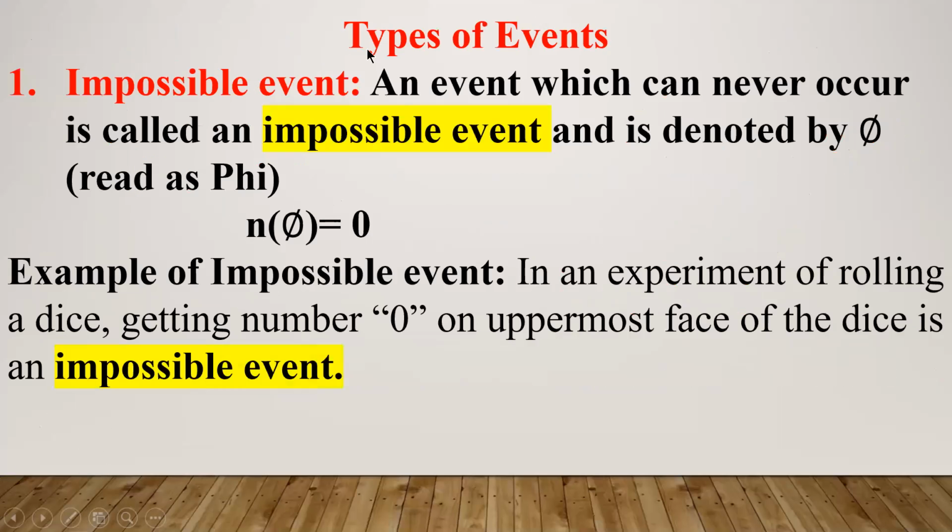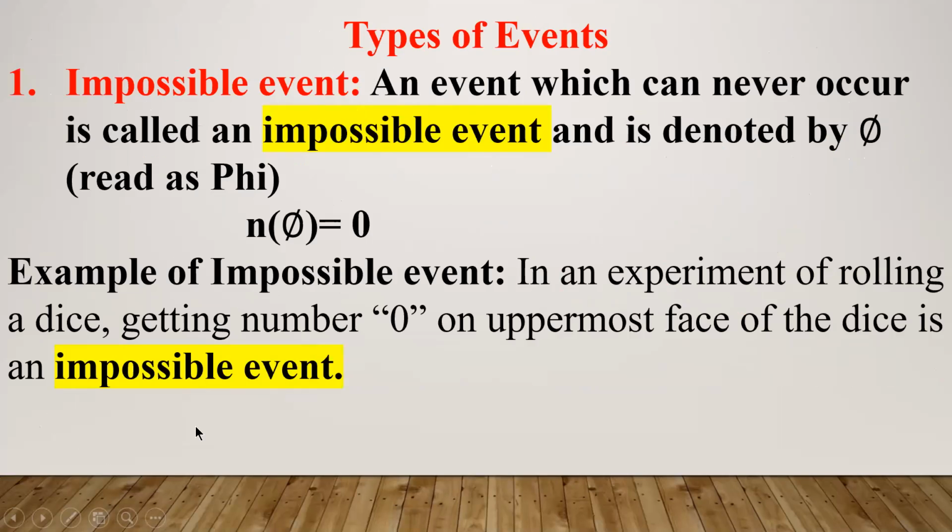Now let us see, there are different types of events. Look at the first one, that is called an impossible event. What is the meaning of that? An event which can never occur is called an impossible event. जो कभी occur हो ही नहीं सकता है, ऐसे event को हम impossible event बोलेंगे. And it is denoted by this symbol, which is read as phi.